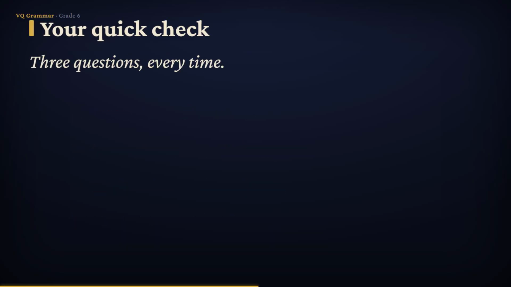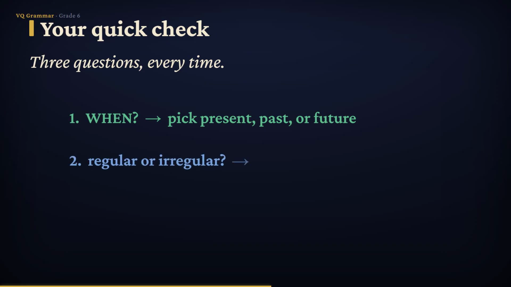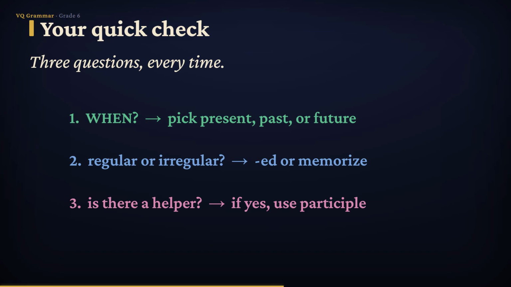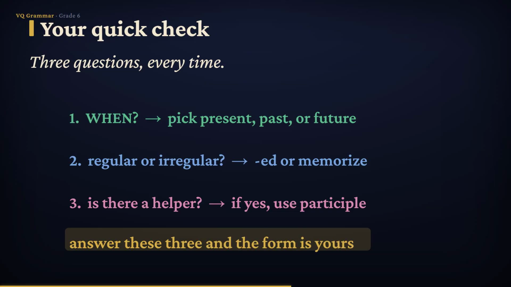Before we practice, here's a quick 3-question check you can run on any verb. Question 1. When does it happen? That gives you present, past, or future. Question 2. Is the verb regular or irregular? Regular means add ed. Irregular means recall the memorized form. Question 3. Is there a helper like have, has, or had? If yes, use the past participle. Answer those 3 little questions, and the right form is yours every time. Let's put it to work.